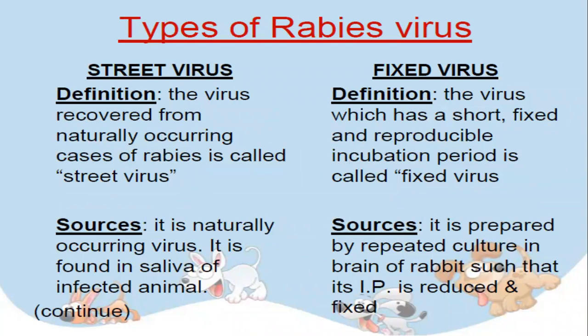Let's talk about the types of rabies virus. There are two types: street virus and fixed virus. Street virus is recovered naturally from cases of rabies in the street. The fixed virus has a short, fixed, and reproducible incubation period. The source of street virus is naturally occurring virus from the saliva of a rabid or infected animal, while fixed virus is prepared by repeated culture in the brain of rabid animals so that its incubation period is reduced and fixed.